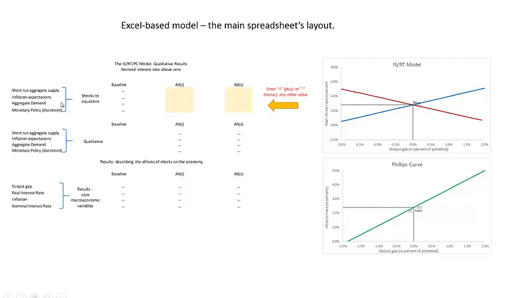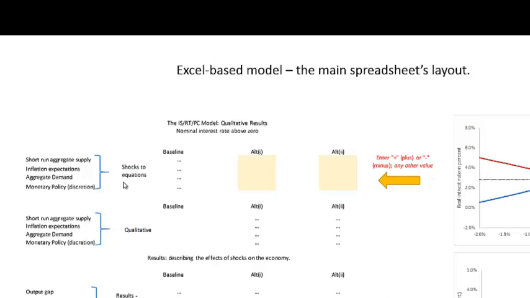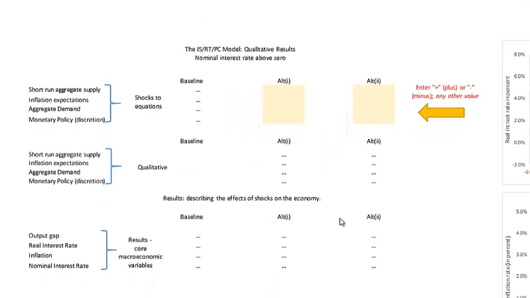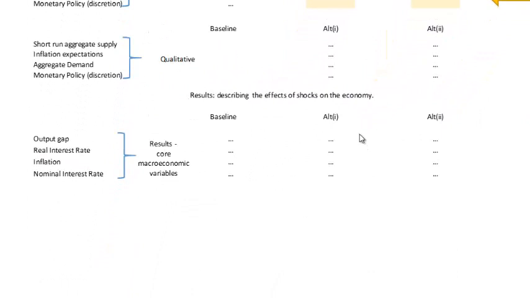Let's start by reviewing the layout of the sheet. In the upper left, we'll be putting certain shocks: aggregate demand, aggregate supply, inflation expectations, and the discretionary monetary policy of the central bank. In this simple model, we'll just be putting a plus or a minus, a plus for a positive shock, a minus for a negative shock. Directly below, we're going to be seeing a verbal explanation of what each of these shocks mean, but the end goal of this exercise is to find out the result of these shocks.